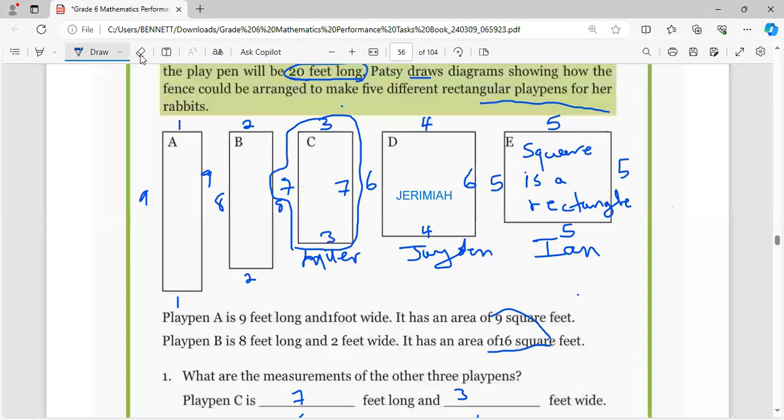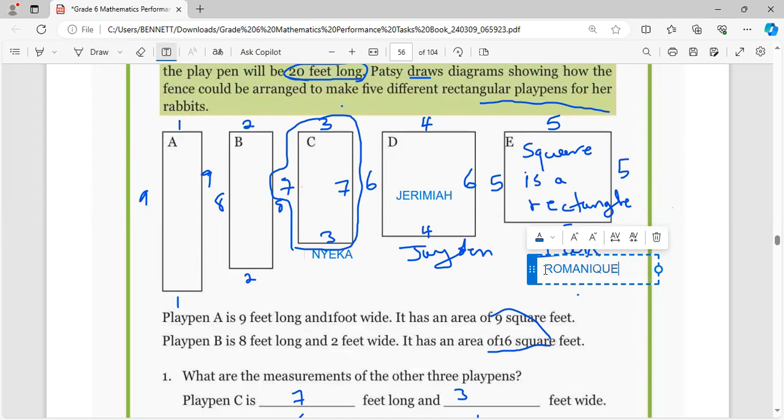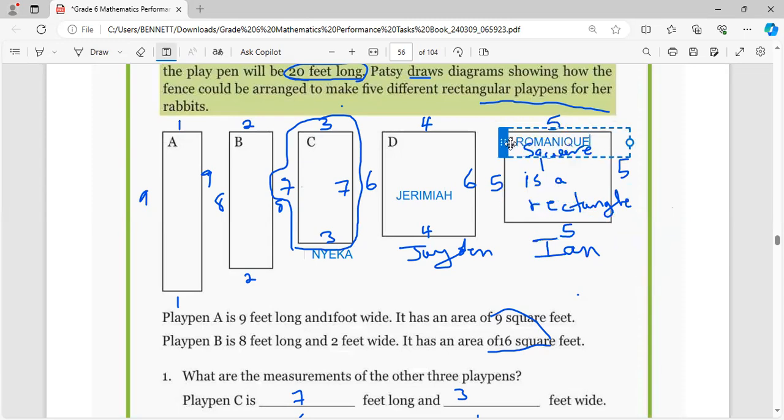Guys, I'm trying to find out who was the first person who volunteered for the area. I didn't get the name. Nika, sir. Nika, okay. Alright. Who wants to do the third one? Me, sir. Just give me the name, guys. Don't say me. Romanique. Oh, Romanique. Alright. Guys, you know Romanique in real life. Look up yourself, Romanique. She is my neighbor at school.